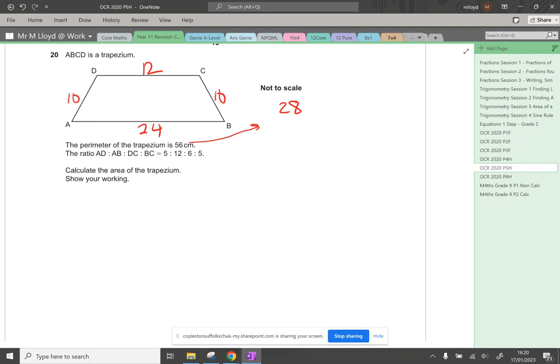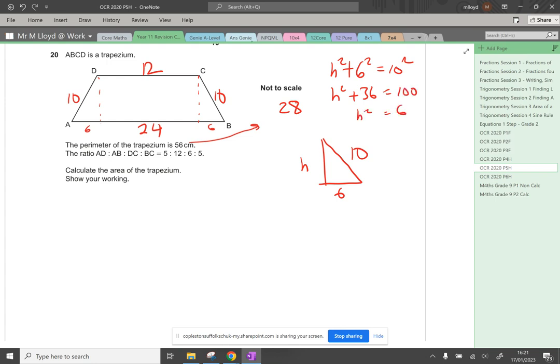Right, I need to know a height here somewhere. So let's work this out. So this is isosceles because we've got the 10 and the 10. Therefore, that means that we've got between here and here 12. That's a 6, and that's a 6. And then I can use Pythagoras' theorem to work out that height. So the height squared plus 6 squared will equal 10 squared. The height squared plus 36 will equal 100. The height squared is 64, so the height is going to be 8.